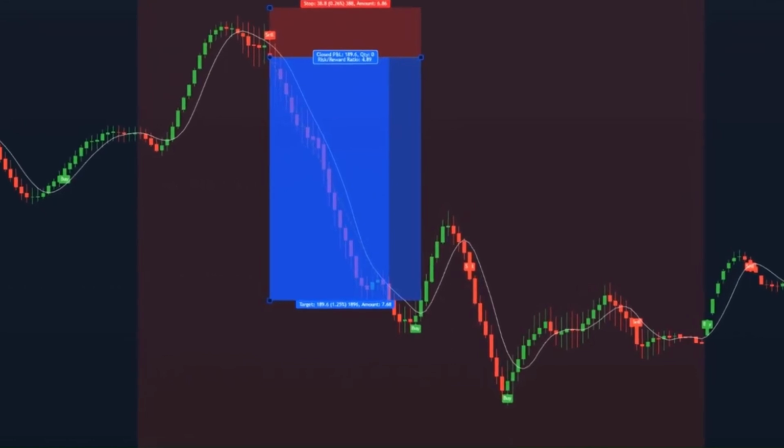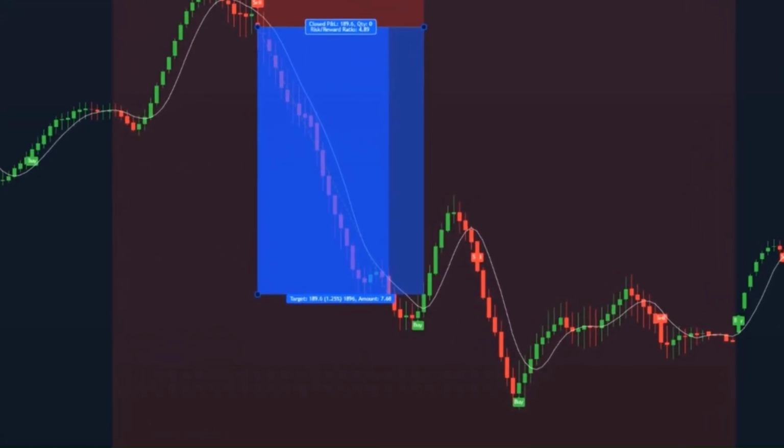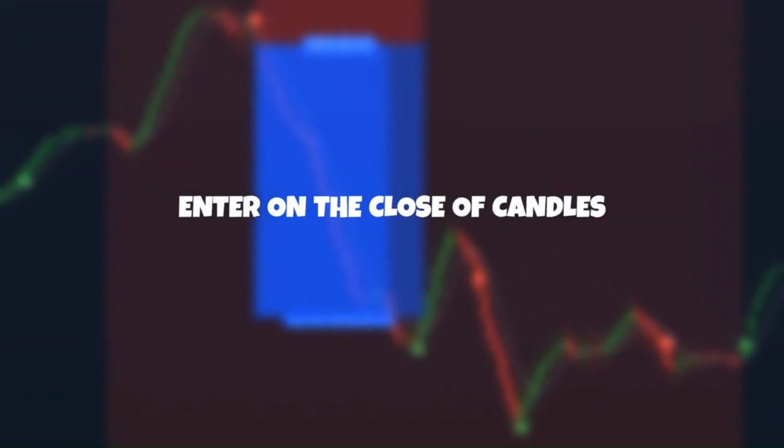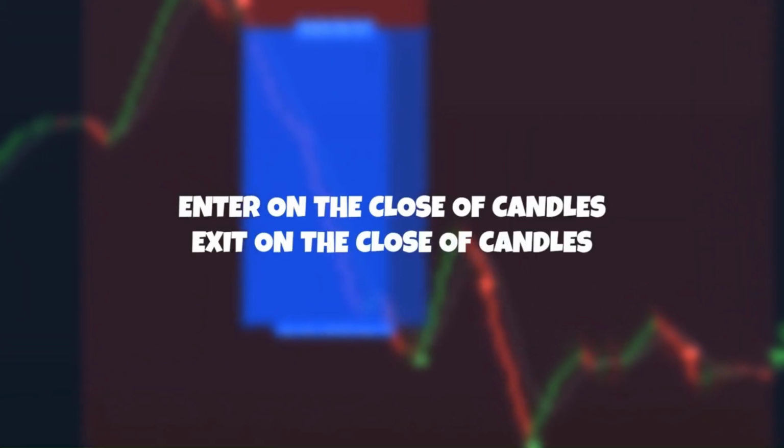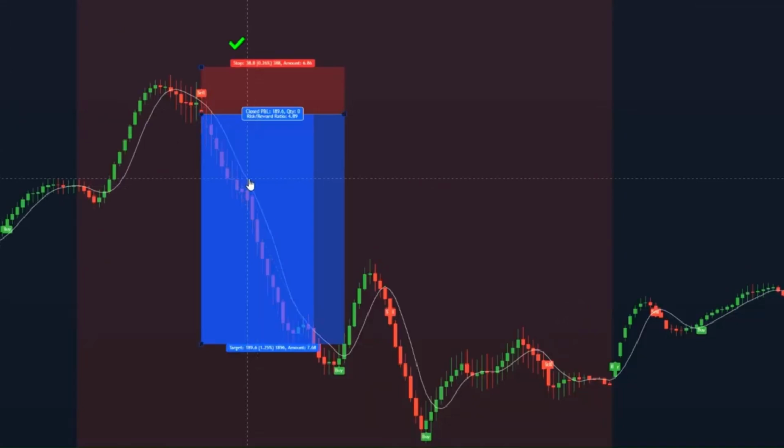And this green candle down here is exactly where we would exit our trade. It's very important that we only enter on the close of candles and we only exit on the close of candles. So the first trade of the day gave us a 4.89 risk to reward ratio.